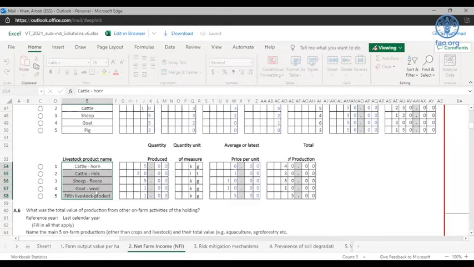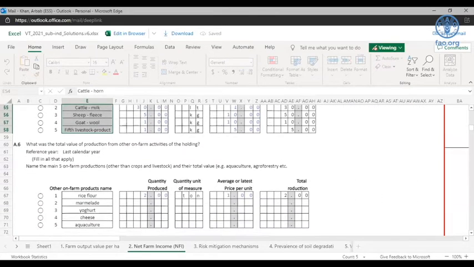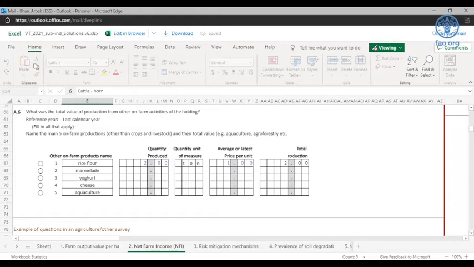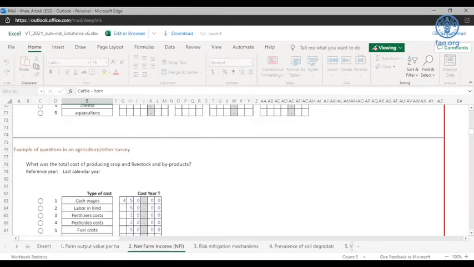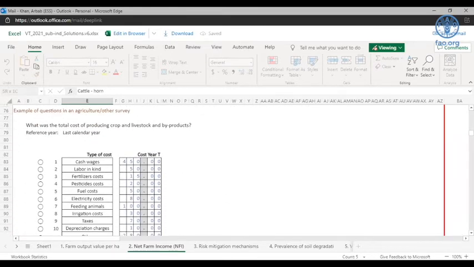The products that are produced using livestock, its quantity as well as prices. And the quantity and prices of other on-farm products or activities if produced on top of crops and livestock as secondary activities. Okay, so this is the revenue side of the thing. And now we need information on the cost as well. What was the total cost of producing crops and or livestock and its byproducts?